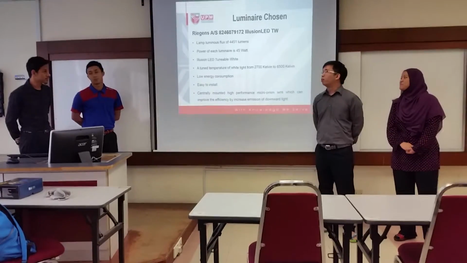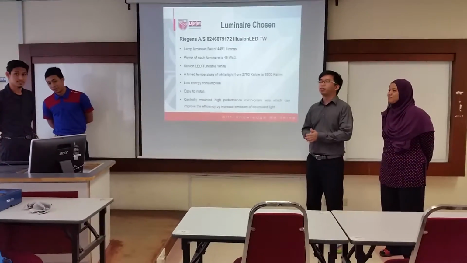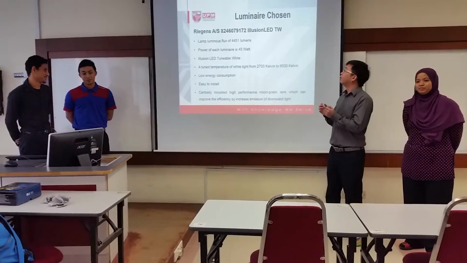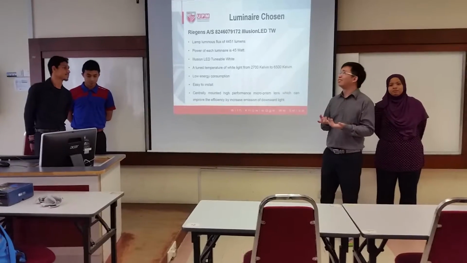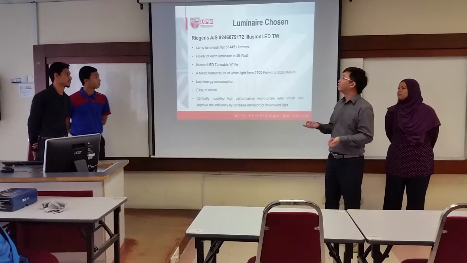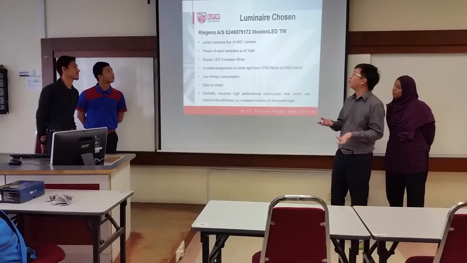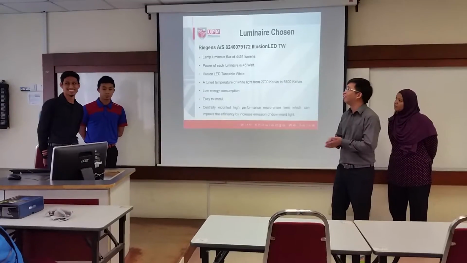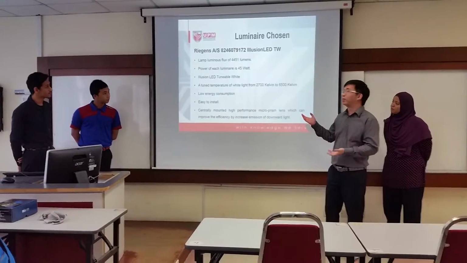Okay, so now I will present the lighting system design. First of all, I will talk about the luminaire design chosen in this lighting system. The name of this luminaire is Regions AS N24607912 Illusion LED TW. These are the characteristics of this luminaire.